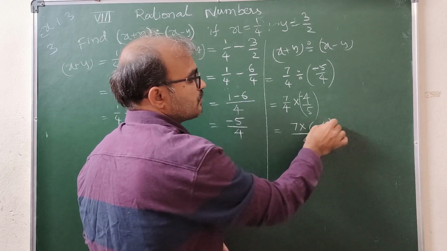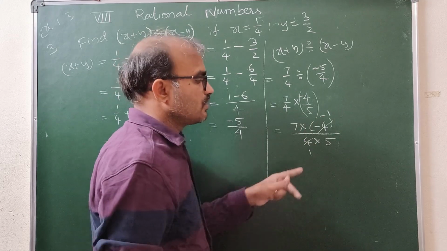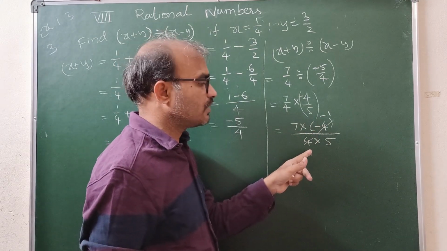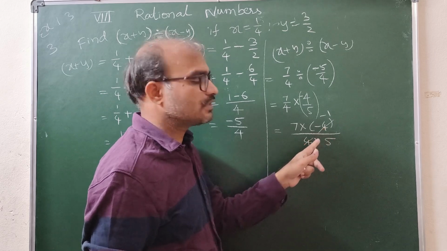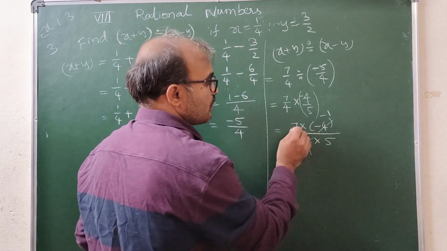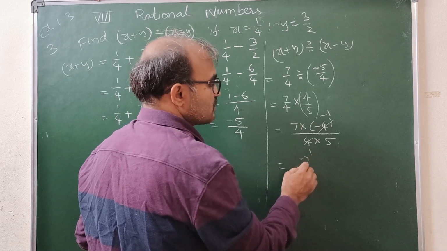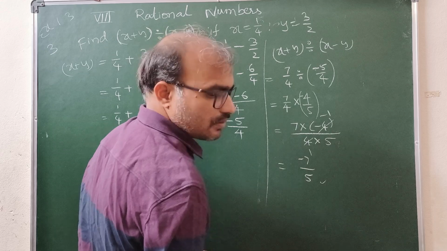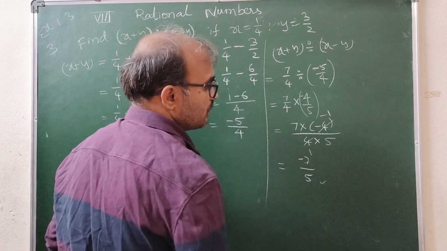4 ones are 4, but minus 4 is there now. You already know the table. 4 ones are 4, but here minus 4 is there, so it is minus 4. 7 into minus 1 is minus 7. Denominator is 5. That is your answer: minus 7 by 5.